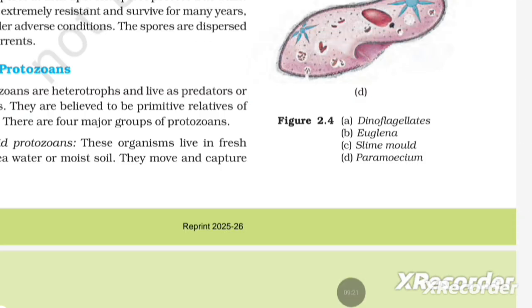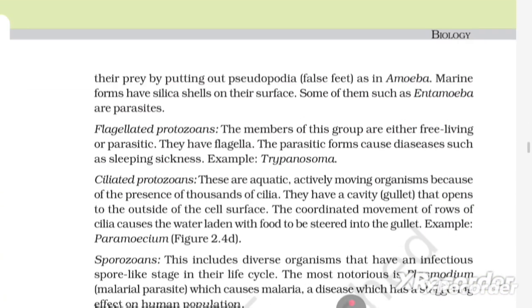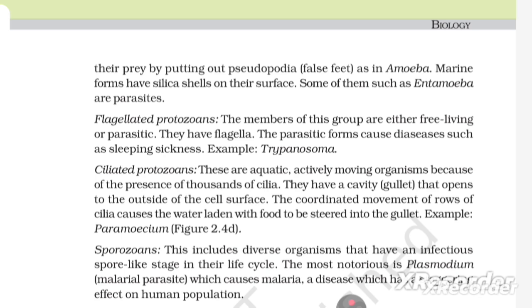Protozoans. All protozoans are heterotrophs and live as predators or parasites. They are believed to be primitive relatives of animals. There are four major groups of protozoans. First, amoeboid protozoans. These organisms live in freshwater, seawater or moist soil. They move and capture their prey by putting out pseudopodia, false feet.